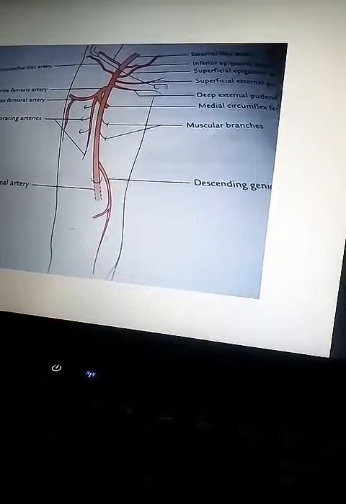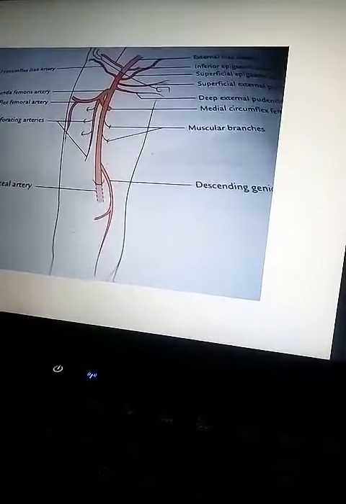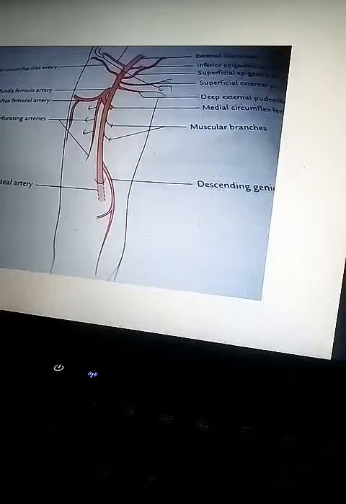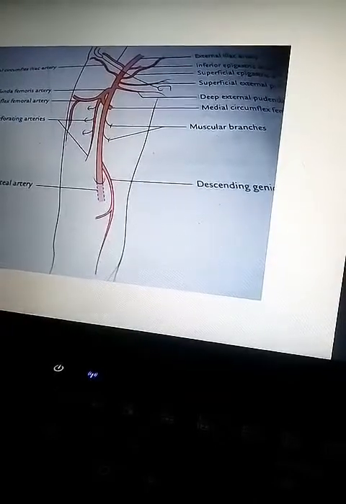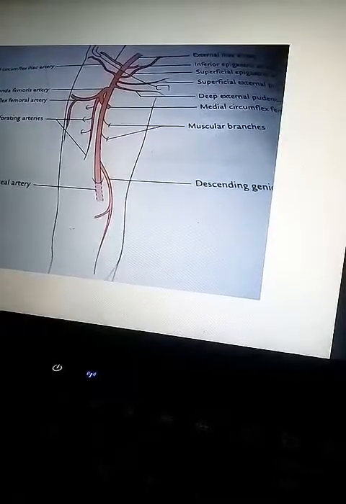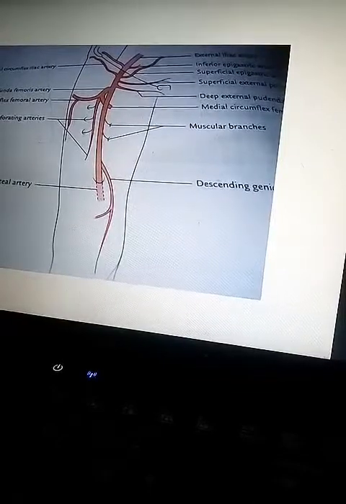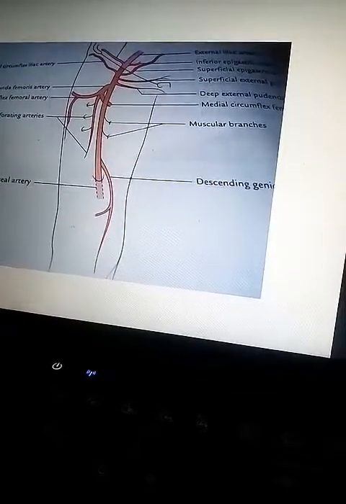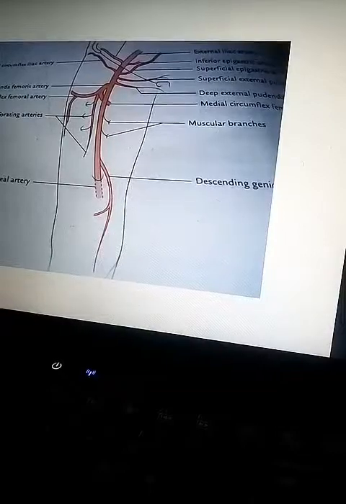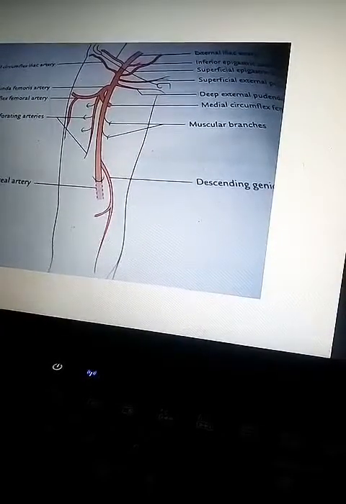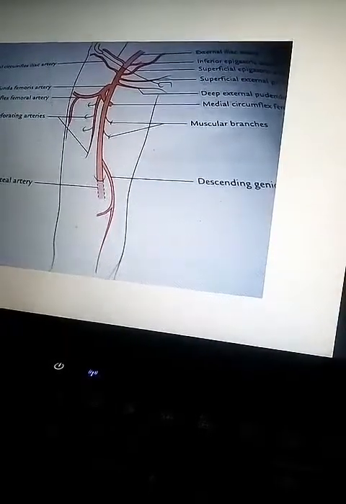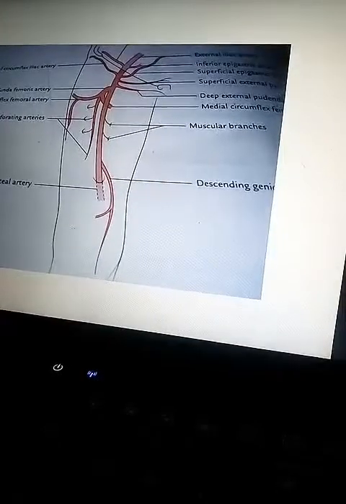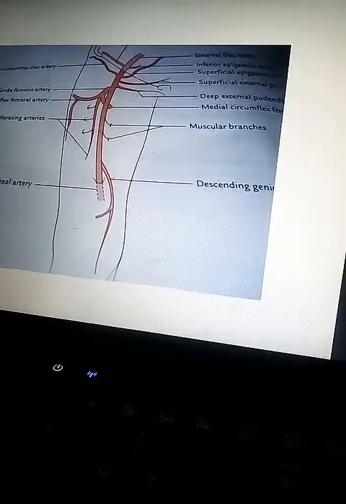Since the femoral artery is quite superficial in the femoral triangle, it is the preferred artery for cannulation and injecting dye to perform procedures like angiography, coronary angiography, and angioplasty. Now, profunda femoris artery we will discuss when we discuss the medial compartment of the thigh.